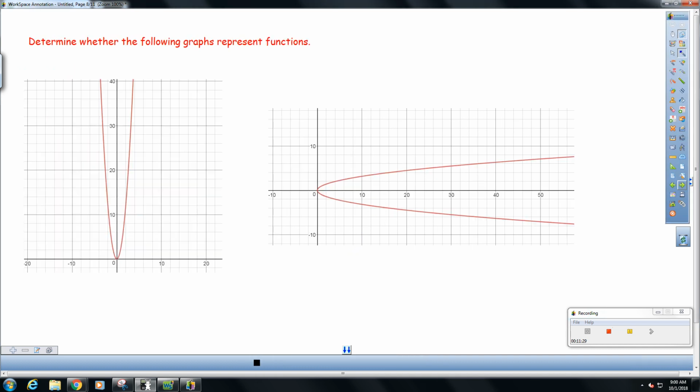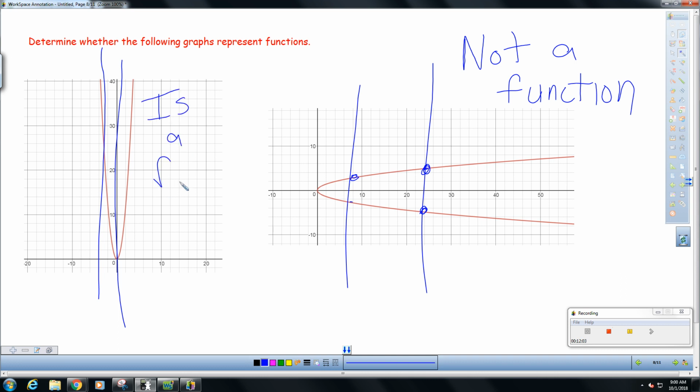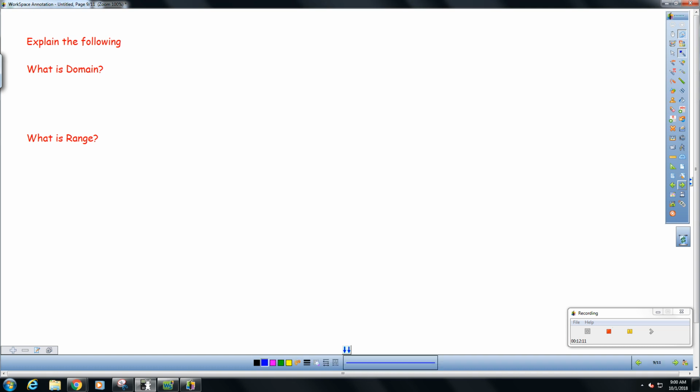Determine whether these are functions. For a function, I got to draw the vertical line test. Do any of those lines hit more than 1 point if they were straight lines? Nope. What about these? This one fails the vertical line test, so this is not a function. And this one is a function. F-U-N-C, function.